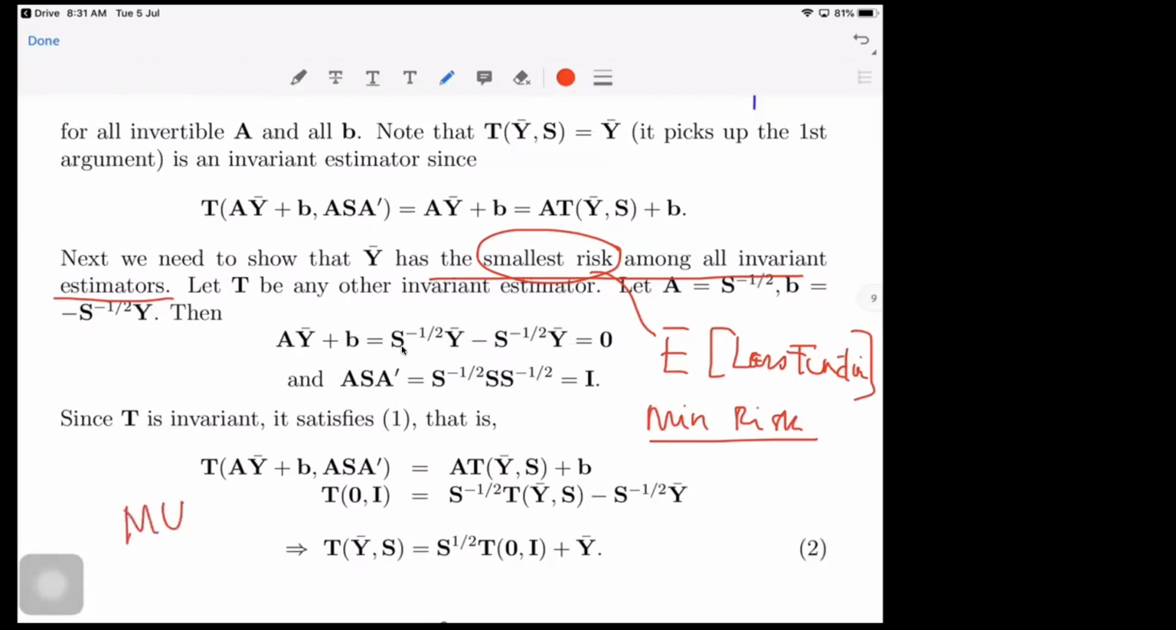For MVUE, what do we look at for it to be the best? The variance, ma'am. The smallest variance, no? Minimum variance. But if it is the best among invariant estimators, you should look at the risk, no? And the risk by definition is the expected loss.